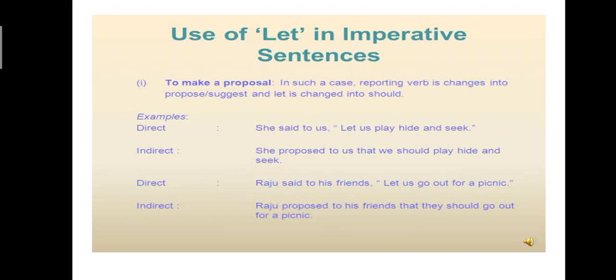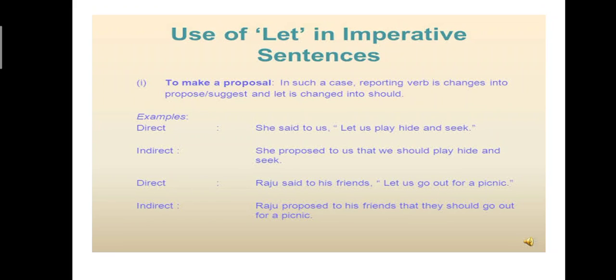Okay, here is another concept: use of let in imperative sentences. Let is used to make a proposal. In such a case, a reporting verb is changed into propose, suggest, and let is changed into should. For example, she said to us, "Let us play hide and seek." An indirect of this sentence: she proposed to us that we should play hide and seek. Okay, ऊपर भी mention है कि verb change into propose and suggest, and then let is changed into should.